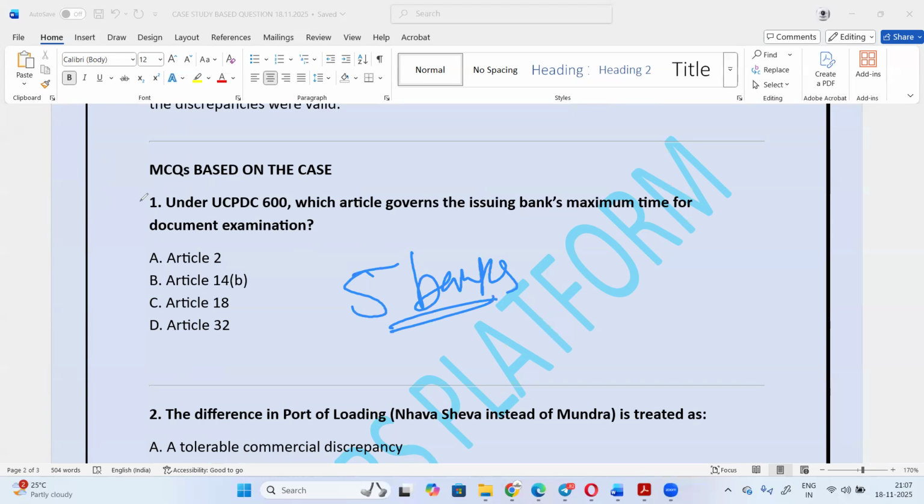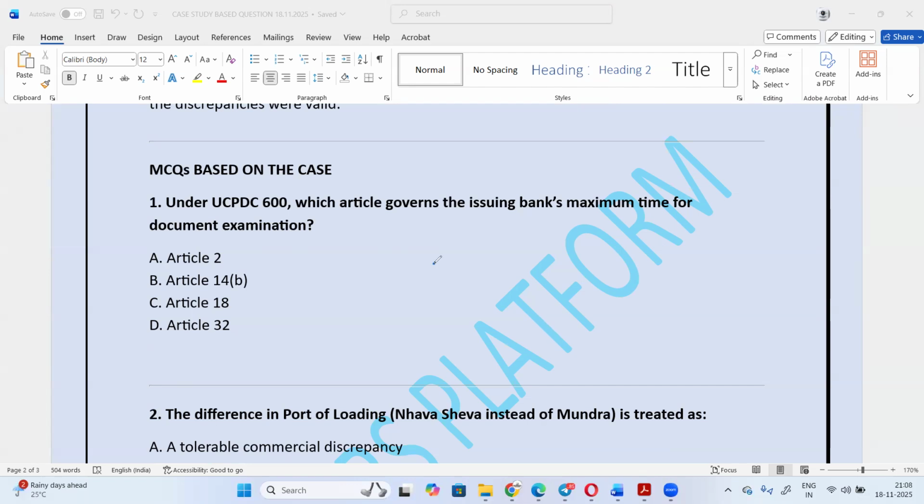But here, the examiner has twisted the question. They want to know under which article it is available: Article 2, Article 14B, Article 18, or Article 32. So you have to tell what the right answer is. The right answer is Article 14B. Okay, so Article 14B is the correct answer here.